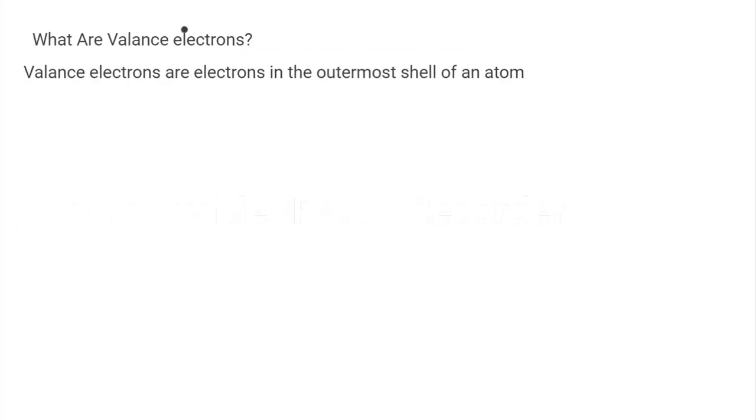So what are valence electrons actually? Valence electrons are electrons in the outermost shell of an atom. As I told you, I will explain the shell further on. There are shells in an atom and the valence electrons are present in the outermost shell, the outer shell of an atom.